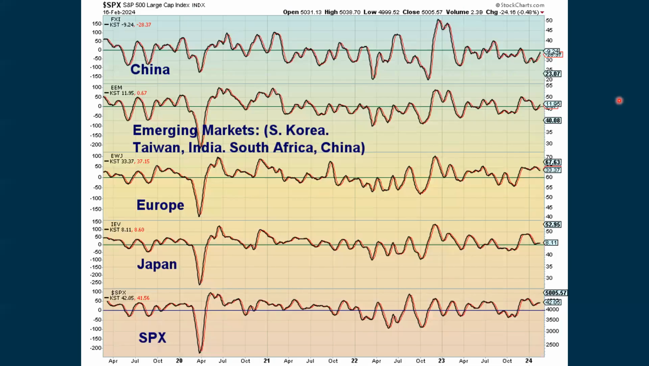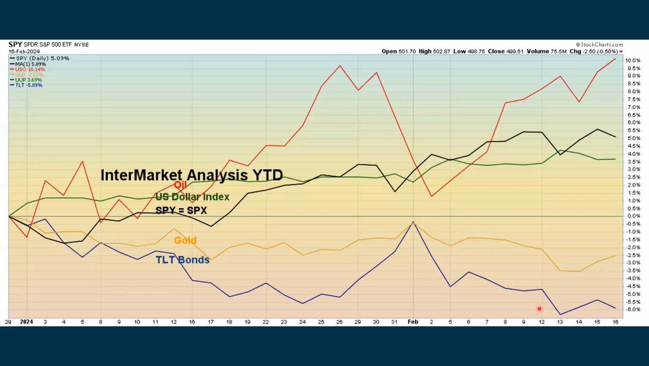And then we look internationally, where China's in an uptrend, emerging markets are in an uptrend, Europe is in a downtrend. We're trying to bounce up a little bit in Japan, and we're also in an uptrend now in the US. And this is InterMarket Analysis going back to the beginning of 2024, where we have oil in the lead, followed by stocks, the dollar, gold, and bonds.